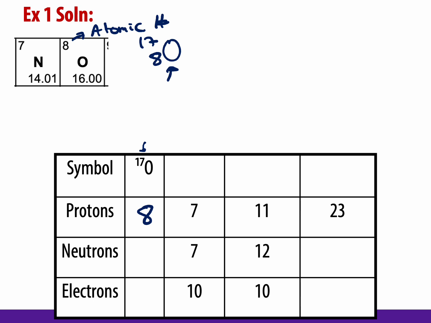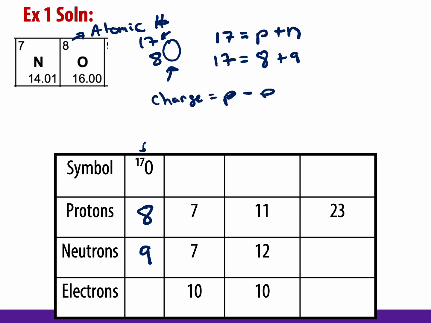Now neutrons, that's based on the mass number. Remember that this number up here is the mass number, and the mass number is equal to the protons plus the neutrons. The protons is 8, so to make 17, we need to have 9 neutrons. There's no charge, and in general, charge would be equal to protons minus electrons. But in this case, there's no charge, so there are equal electrons to protons.